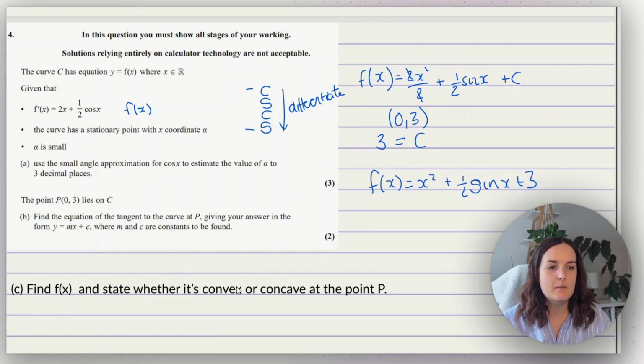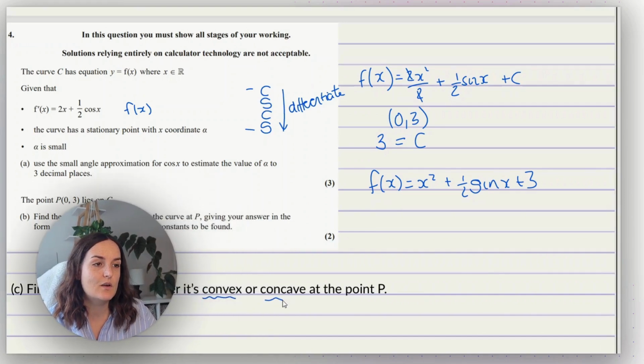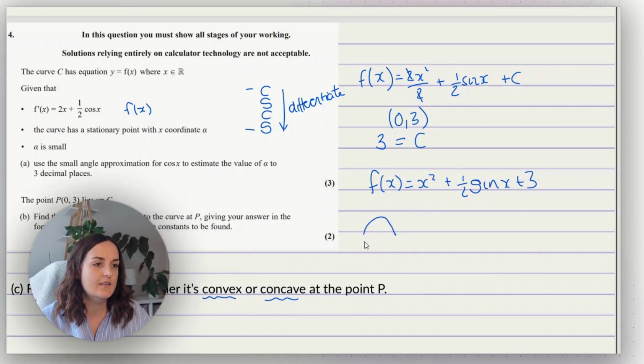Okay, so we've done part of that. Now we need to state whether it's convex or concave. Concave looks like this. It looks like a cave. Convex looks the other way. Now, what you have to think is what's happening to the gradient here.